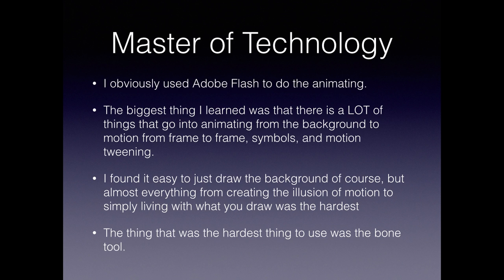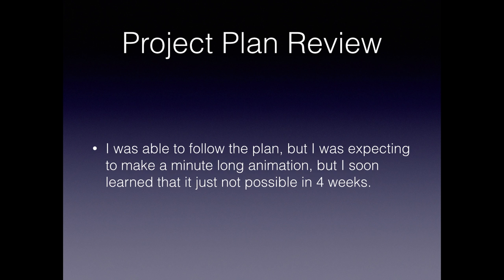The easiest part was definitely just drawing the background. It's easy, it sits there the whole time. I created the illusion of motion by drawing the motion. I didn't use the Bone Tool because it's way too confusing. I didn't understand it, and this is my first time using it. As I said, it was the hardest thing. I couldn't get it to work for me, so I just created motion by drawing it.